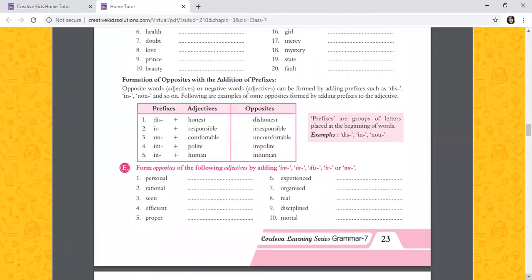Then formation of opposites with the addition of prefixes. By using some prefixes with adjectives, we can get the opposite words. For example, honest. If we add the prefix dis, we will get dishonest. Responsible. If we use IR, irresponsible. Like this, polite, impolite; human, inhuman.